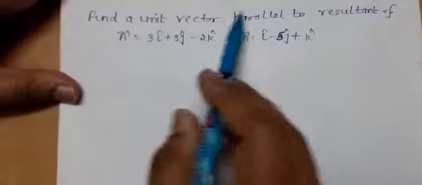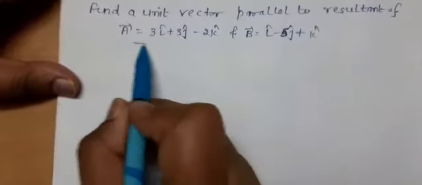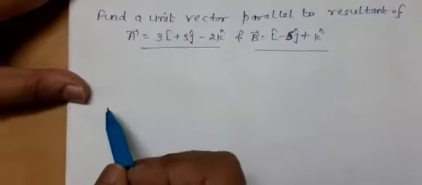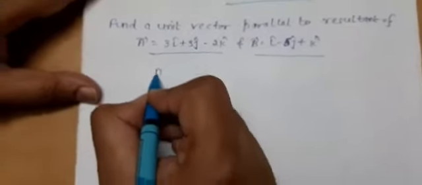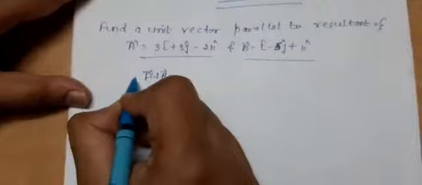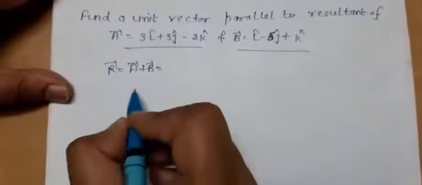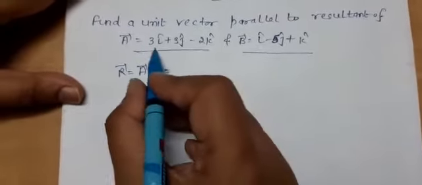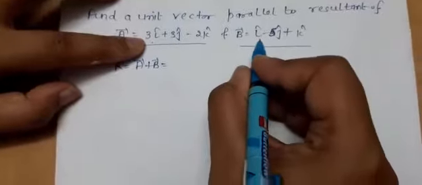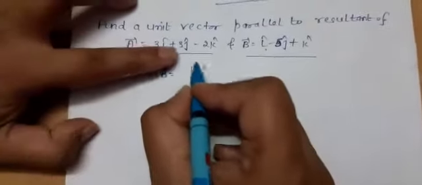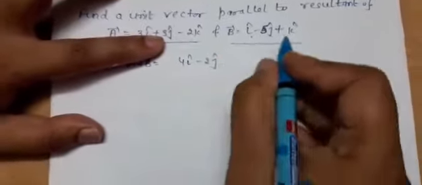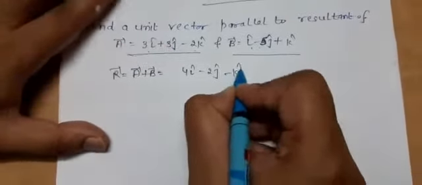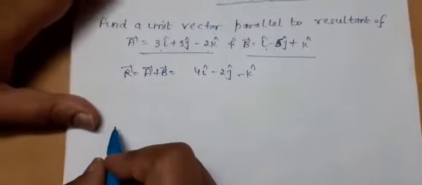Find a unit vector parallel to the resultant of A and B. See, what will be the resultant of A and B? This will be A plus B. R will be the resultant of this. So when I add it, this comes out to be 3 plus 1, that is 4i; 3 minus 5, that is minus 2j; minus 2 plus 1, that is minus k. We have calculated the resultant of this.